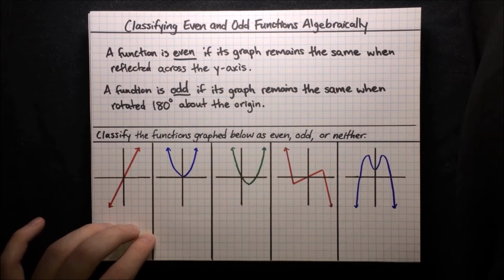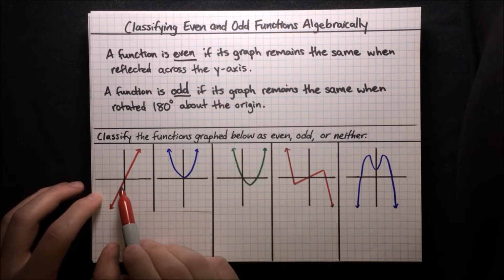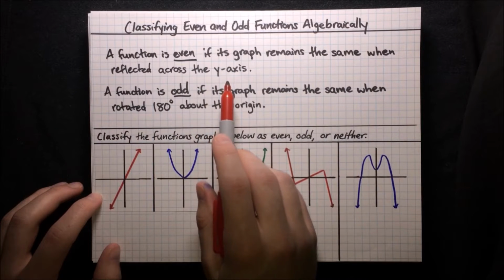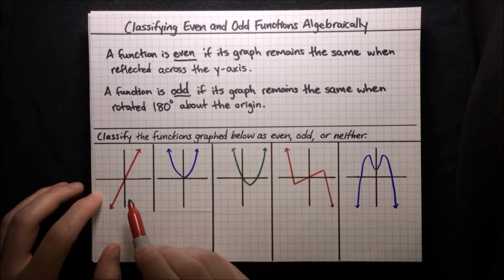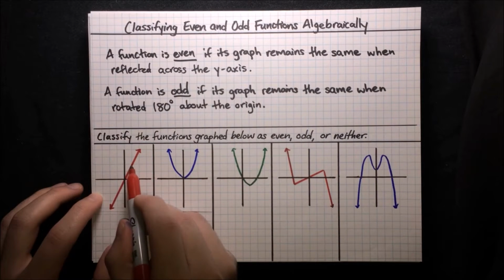So now, using these definitions, we want to classify the functions graphed below as even, odd, or neither. Taking a look at this first function on the right, this is just a line passing through the origin. To test if the function is even, we need to see if the graph remains the same when reflected across the y-axis. So why don't we just go ahead and pick a point on this function? How about that point right there, 1, 2, and let's reflect that across the y-axis.